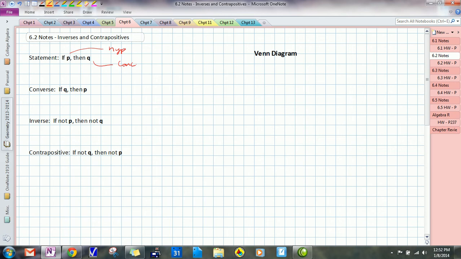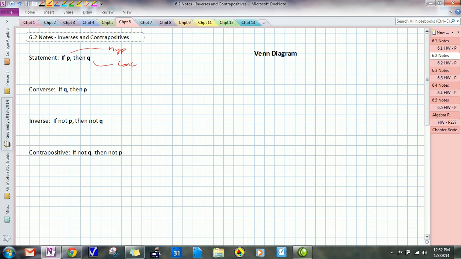The two new statements here are the inverse, which says if not P, then not Q. So notice that's simply a negation of the original statement. If not P, then not Q. And then there's the new one also, the contrapositive, which says if not Q, then not P. So if not Q, then not P is the negation of the converse.